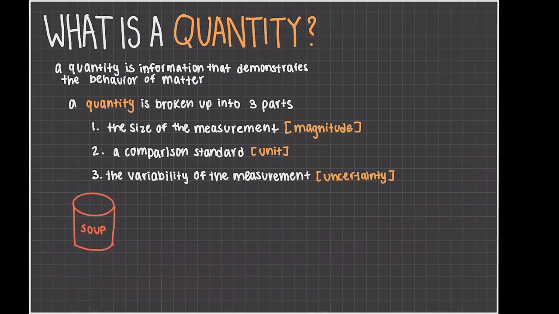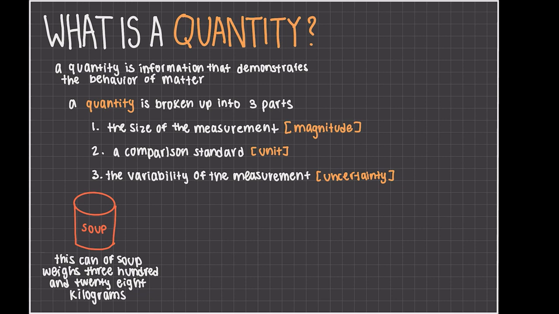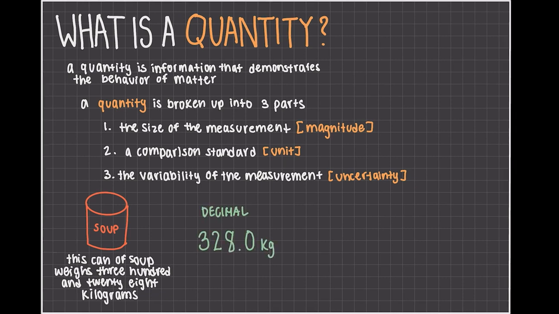Now take this can of soup that weighs 328 kilograms. This can be written in two ways, the first being decimal form. As you can see, we have the size of the measurement or the magnitude, which is 328, and then we have the comparison standard, which is the kilogram, and this is also our unit. A comparison standard is just a universally agreed upon thing that we compare something to. A kilogram actually came from a solid cylinder of platinum, and is what we compare most other objects to. So this can of soup's mass is equal to 328 cylinders of platinum.